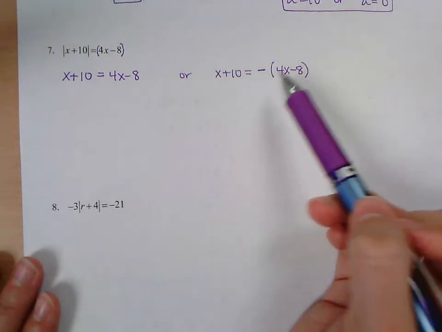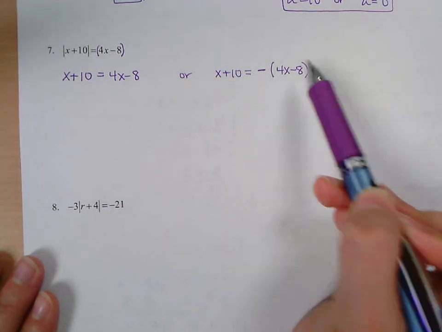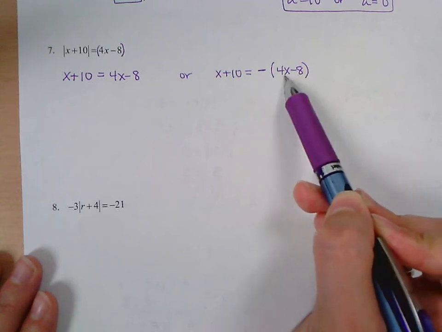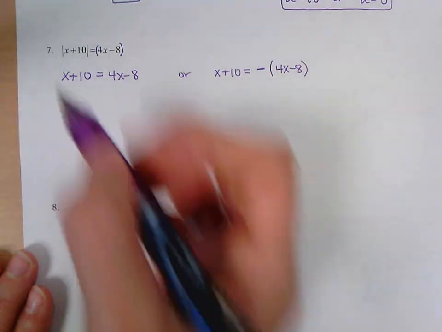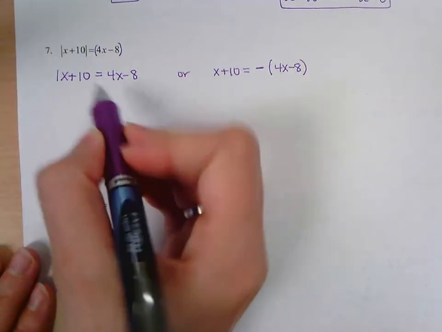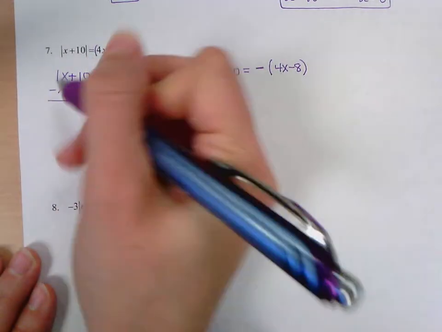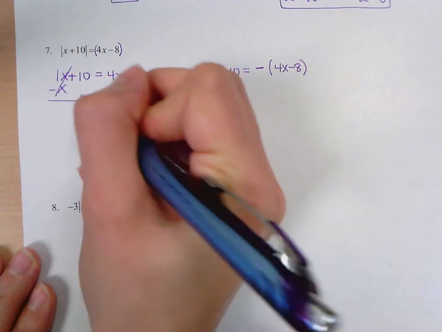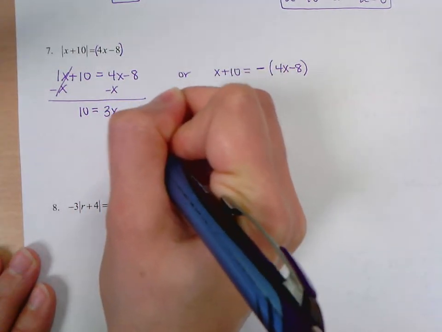So when I solve this equation, I will have to distribute that negative through. I'm taking the opposite of all terms that are on that side. So I'm going to go ahead and solve this equation first. This is like 1x here. So to keep my x's positive, I'll subtract x from both sides. And then I still have 10 equals 4x minus x is 3x minus 8.